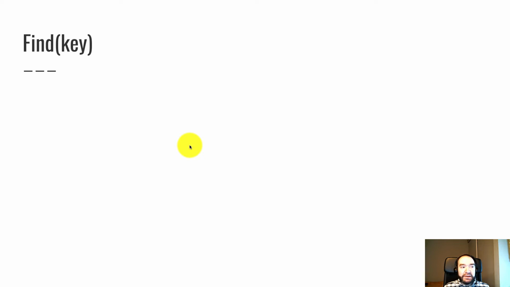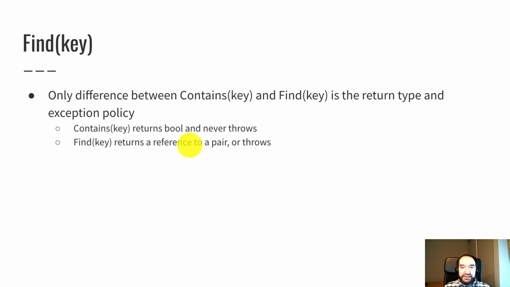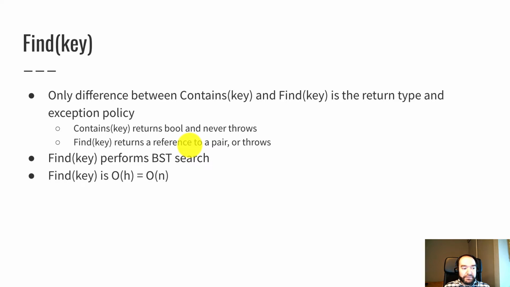Okay, find is given a key, and it basically does the same thing as contains. There's just a difference in the way the output is presented to the caller. Contains key always returns a Boolean true false. What find does is it returns a reference to a pair containing the key or throws an exception if that key does not exist. So that doesn't change the runtime of this algorithm. Find key does a binary search tree search, and search takes big O of h time.